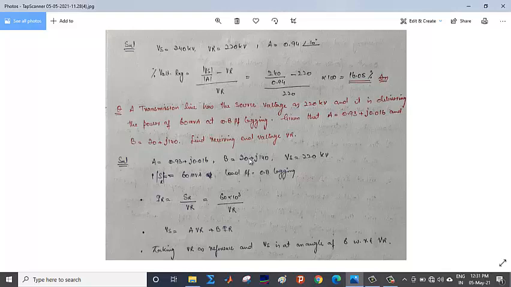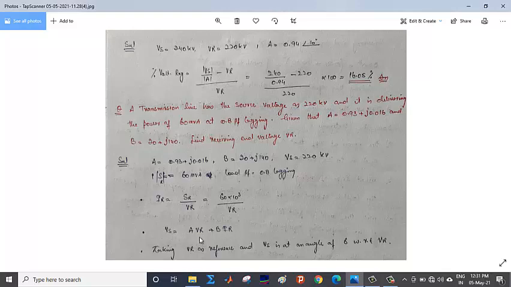So A is this, B is this, and Vs is this. This is the apparent power, that is 60 MVA, and the load power factor is 0.8 lagging. So IR will be equal to SR divided by VR. It will be equal to 60 into 10 raised to the power 3 divided by VR amperes. If I take it in kiloamperes, it will be equal to 60 divided by VR kiloamperes. I have to use kiloamperes, and I will tell you why.